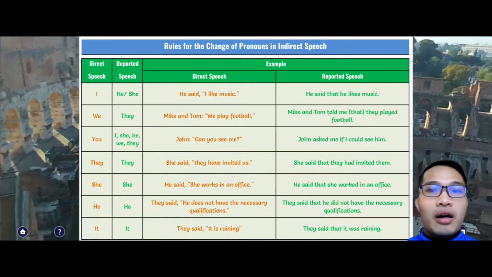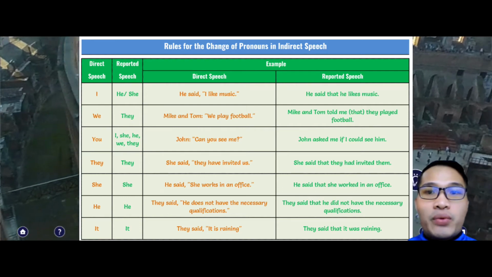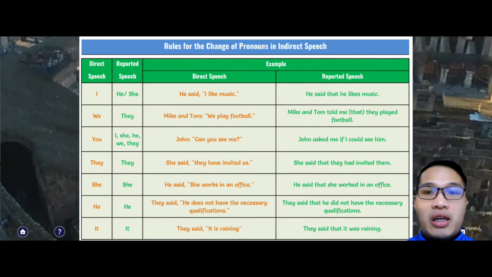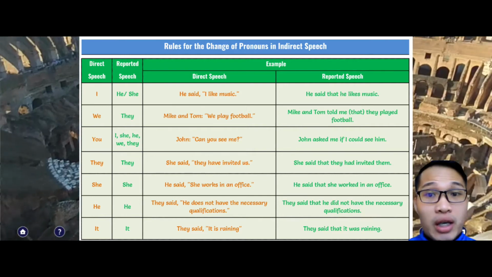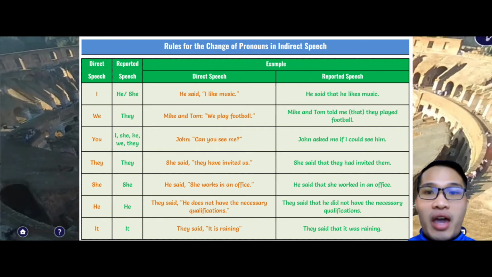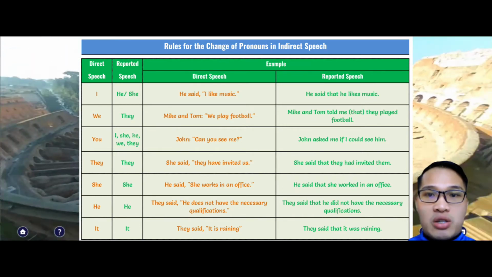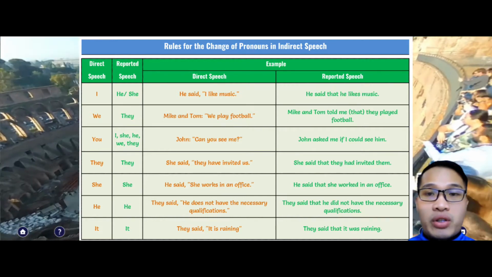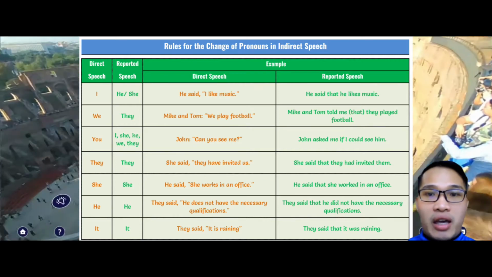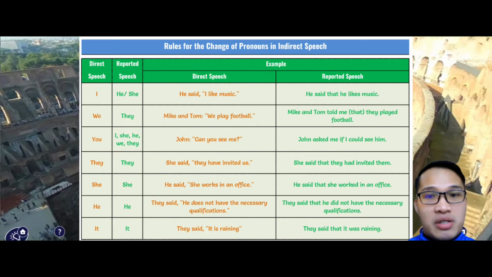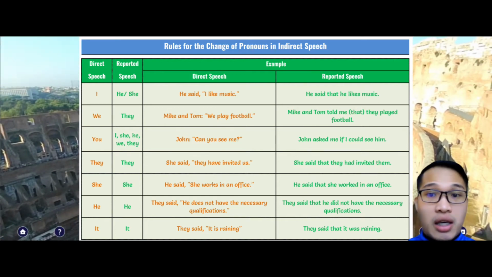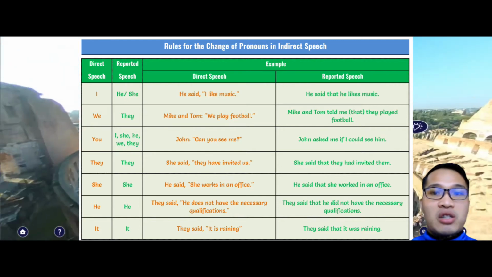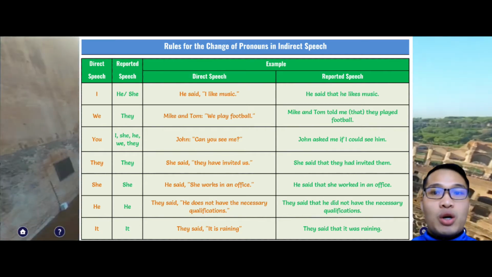Now take a look at these more examples. From the direct speech, they use I. For the reported speech, you need to use he or she. Direct speech for we, plural, you're going to use they. So those are the rules in changing direct speech into indirect speech when it comes to pronouns.